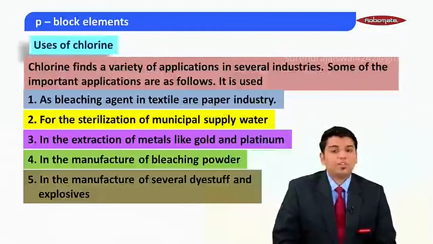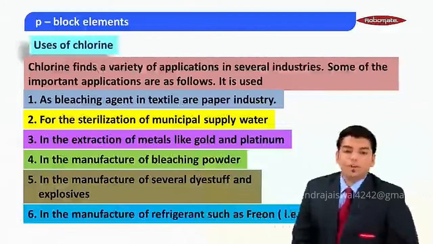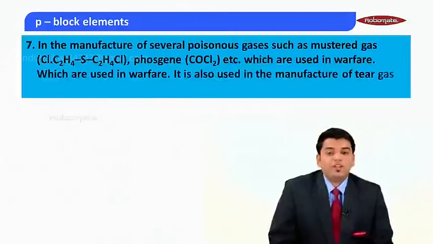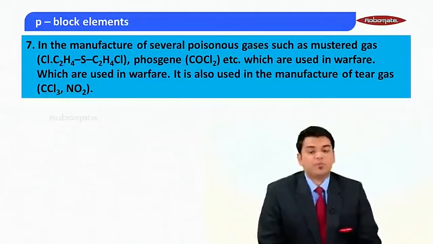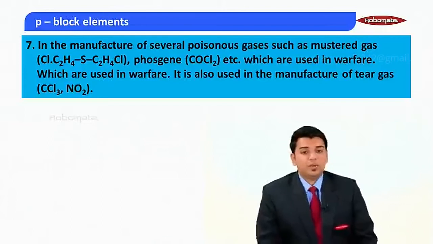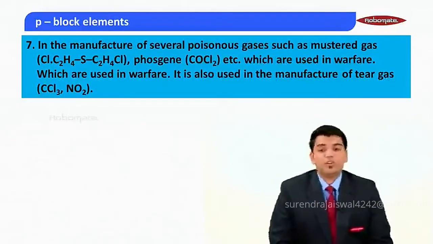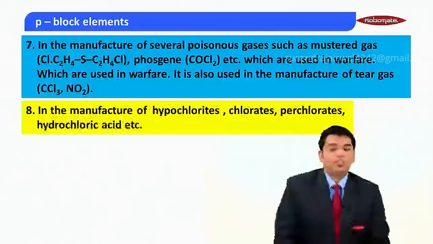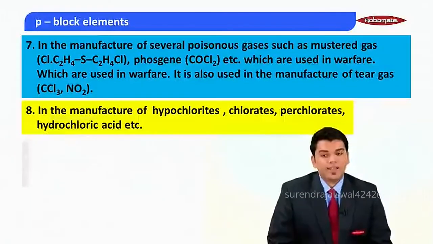It is used in the manufacture of several dyestuffs and explosives. Also in the manufacture of refrigerants such as Freon, that is CF2Cl2. Next, in the manufacture of several poisonous gases such as mustard gas, which is Cl(C2H4)S(C2H4)Cl, and phosgene, that is COCl2, which we just prepared, and which is also used in warfare. It is also used in the manufacture of tear gas, which is CCl3NO2. Now next, it is used in the manufacture of hypochlorites, chlorates, perchlorates, hydrochloric acid, etc.